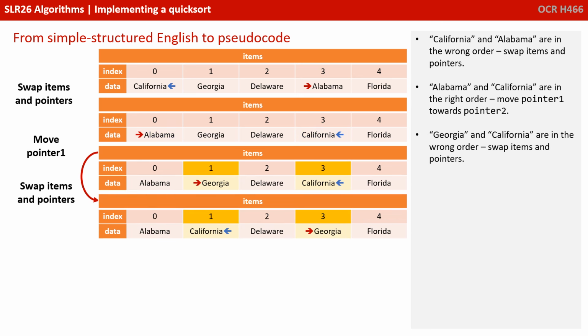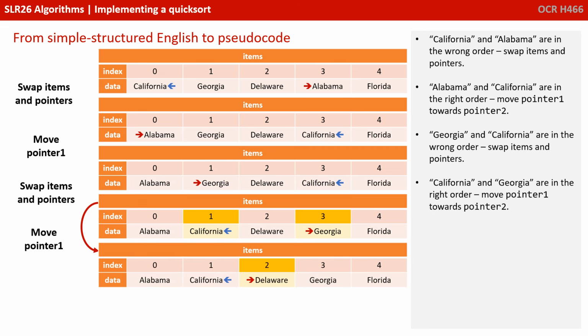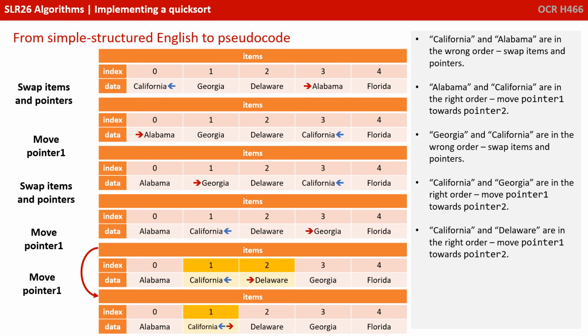Georgia and California are in the wrong order, so swap items and pointers. California and Georgia are in the right order, so move pointer 1 towards pointer 2. California and Delaware are in the right order, so move pointer 1 towards pointer 2.